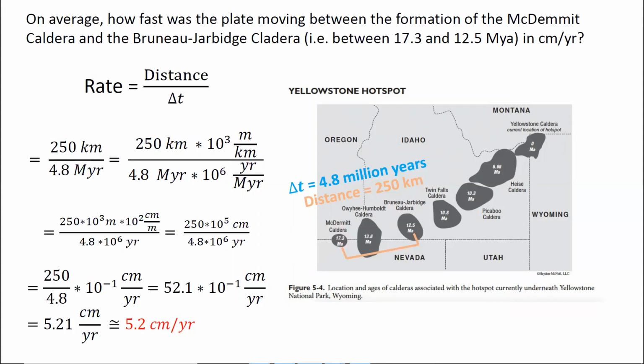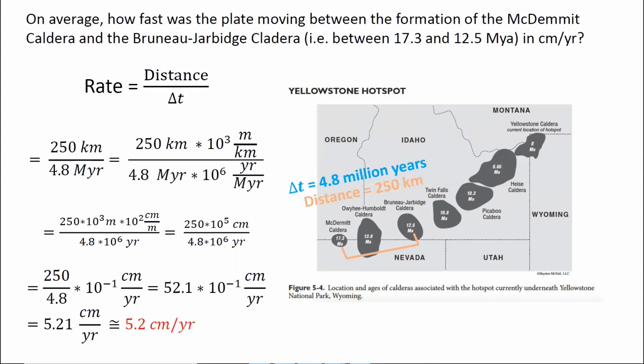We can do this by, rate is defined as distance over a time span. In this case, these two calderas are separated by a distance of 250 kilometers, which scientists have gone out and measured, but you could also do that very easily. If you're able to locate these two calderas on Google Earth, you can use that as a tool to measure these distances. In short, they're located approximately 250 kilometers apart.